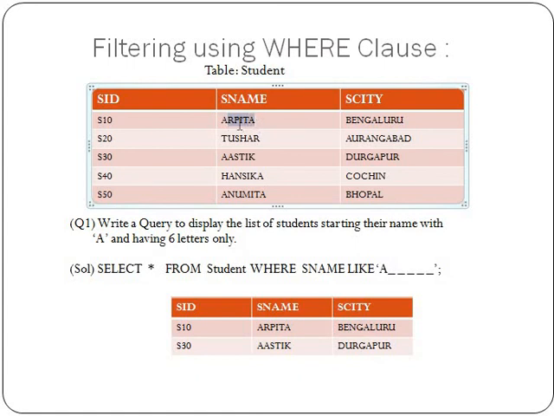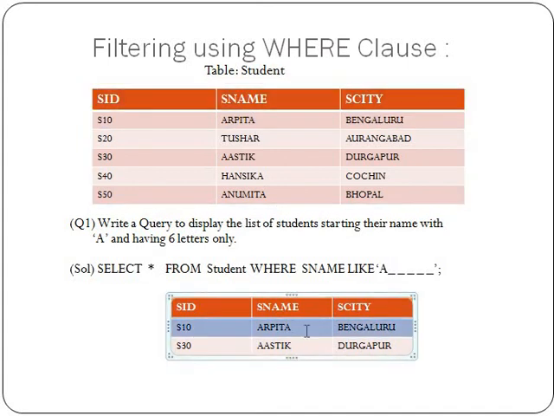Okay, so in total along with RPITA and A, this name will consist of 6 letters. So the entire record pertaining to the student name Arpita gets displayed as the first entry in the output table.